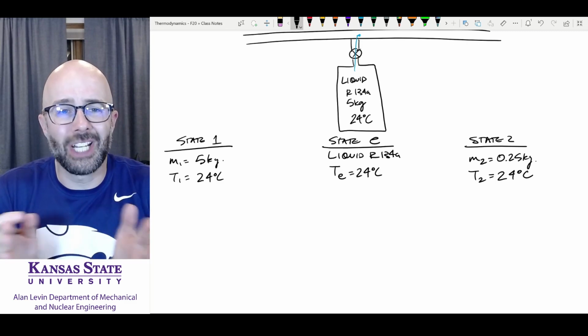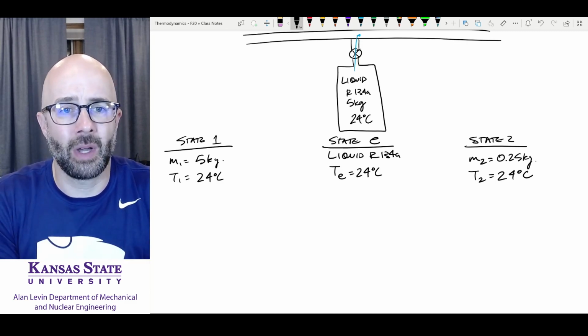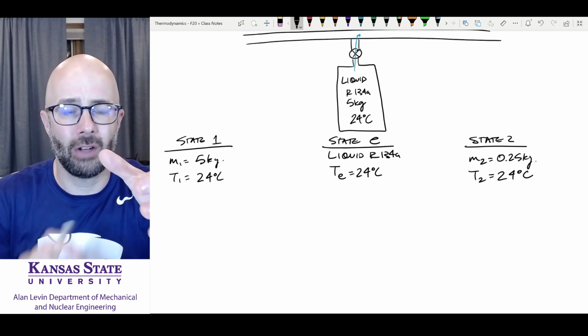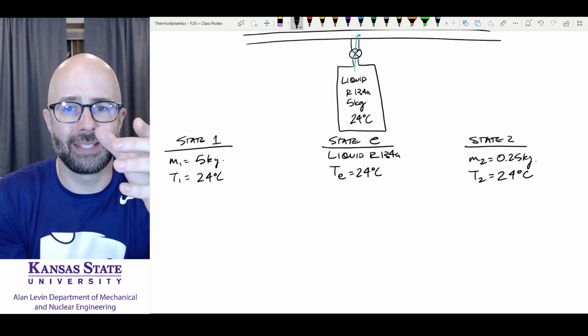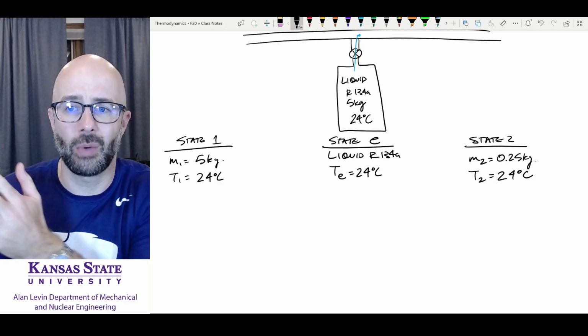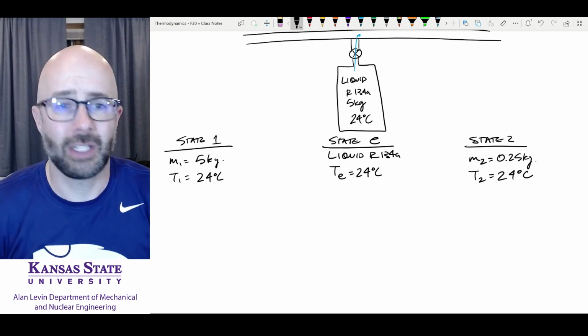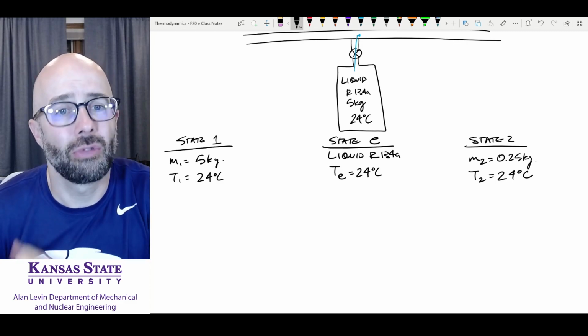We're saying that the refrigerant does not change temperature. 24 degrees Celsius at state 1. Put it on the container, open up the valve, and 24 degrees Celsius R134A comes out into the line until we have a container that doesn't have as much R134A in it, but it's at 24 degrees Celsius. That is an isothermal process.